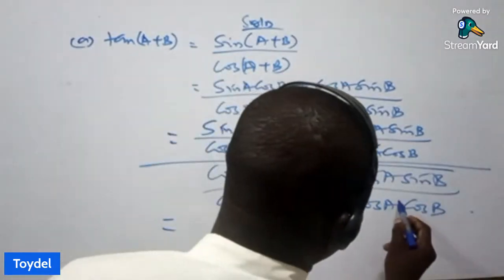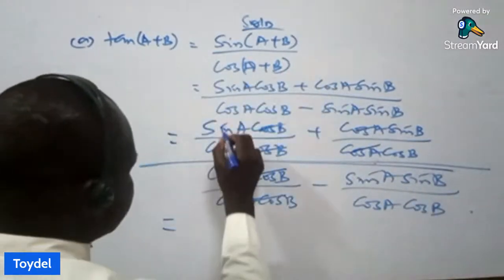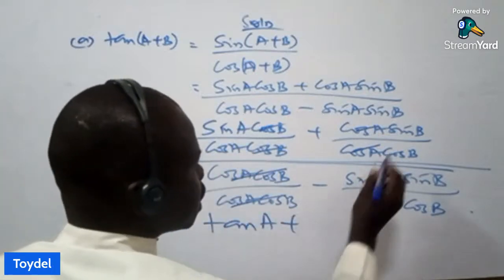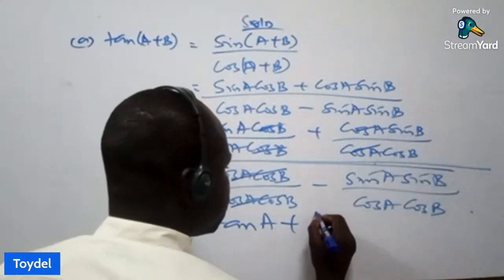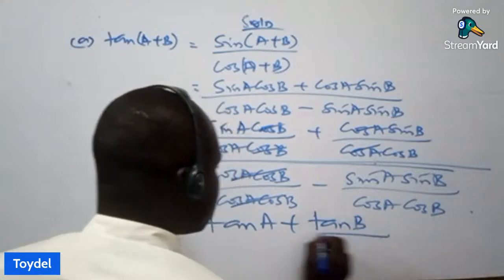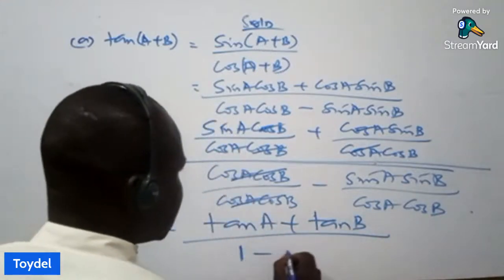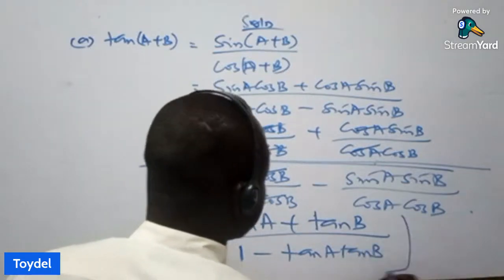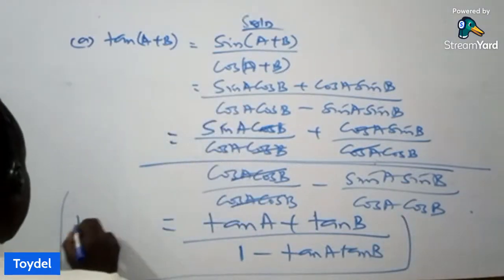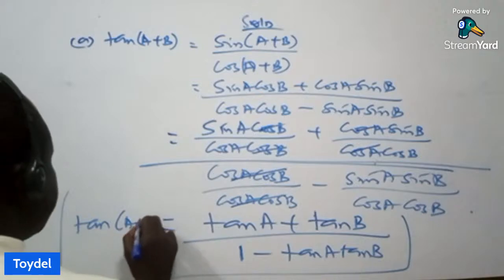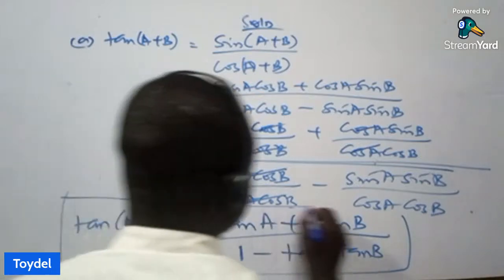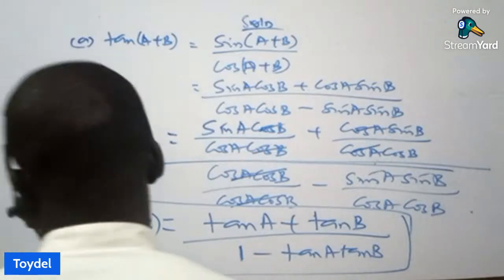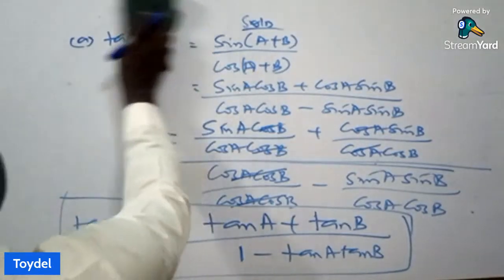Finally, we are going to have sine A all over cos A, which is equal to tan A, plus sine B all over cos B, which is equal to tan B, all over 1 minus tan A tan B. And that is what we are asked to show. We have been able to show that tan (A plus B) is equal to the expression at the right hand side. So we are done with the first one.